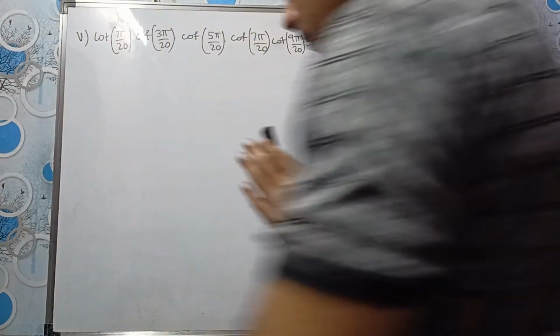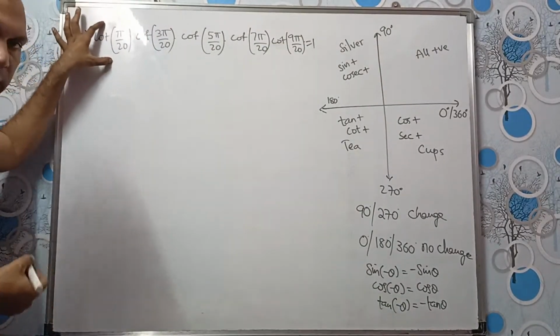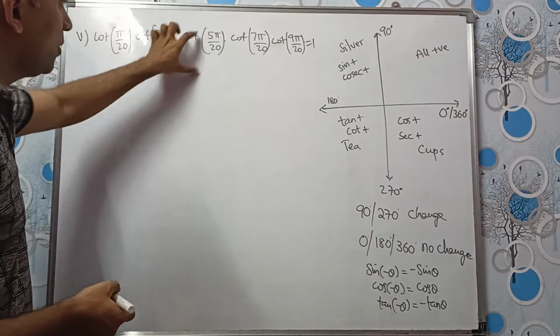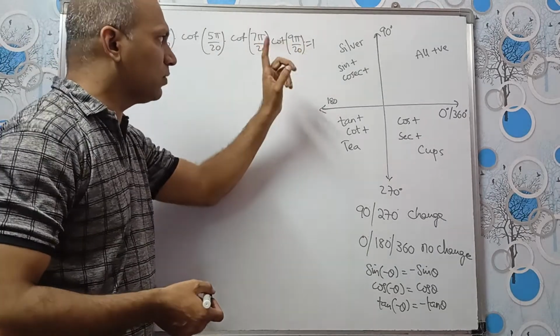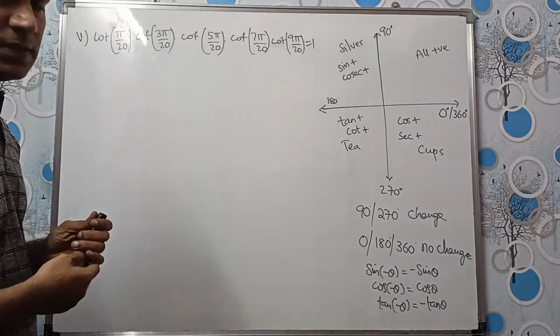We have an important question now. Cot pi by 20, cot 3 pi by 20, cot 5 pi by 20, cot 7 pi by 20, cot 9 pi by 20 is equal to 1. We should prove that this is equal to 1.